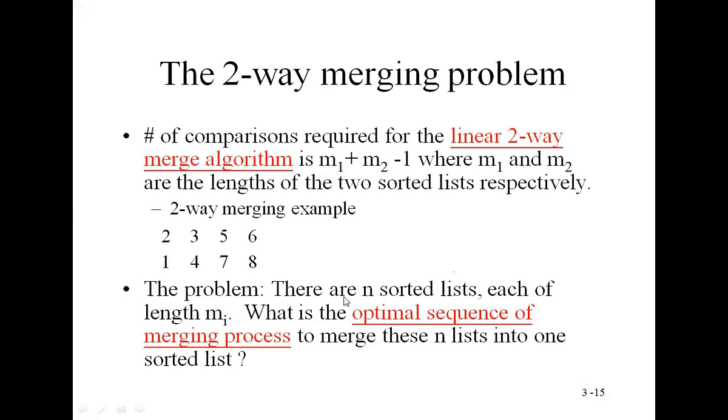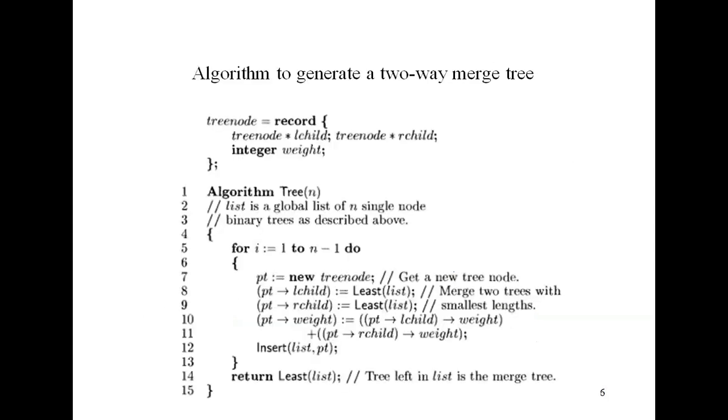So the problem: there are n sorted lists, each of length mi. What is the optimal sequence of merging process to merge these n lists into one sorted list? That means n number of sorted lists are there. Now we want to merge these sorted lists. When you are merging these sorted lists, what is the optimal sequence of merging process? Always we are trying to find the shorter length files, and we are merging those files first. Like this, we are continuing the process.